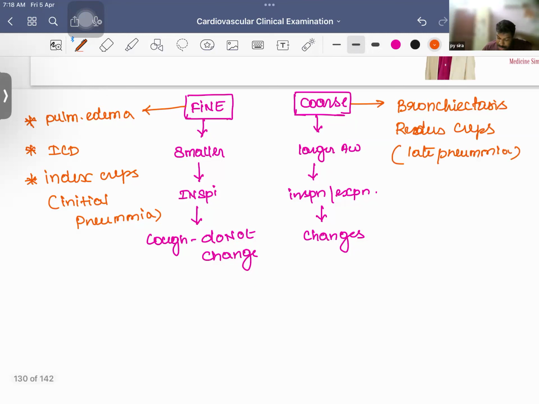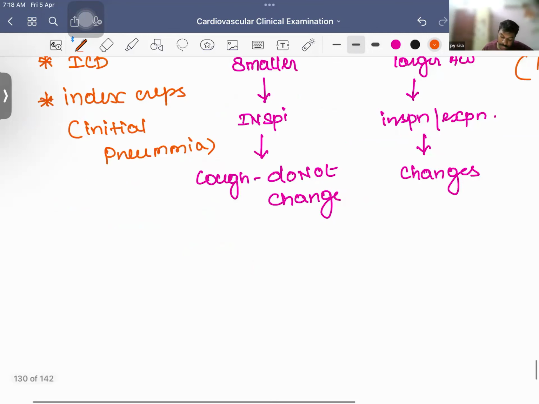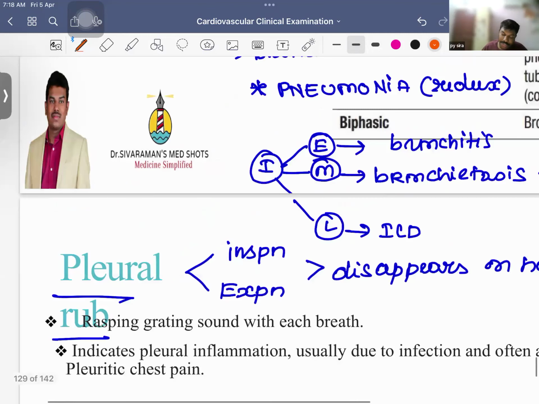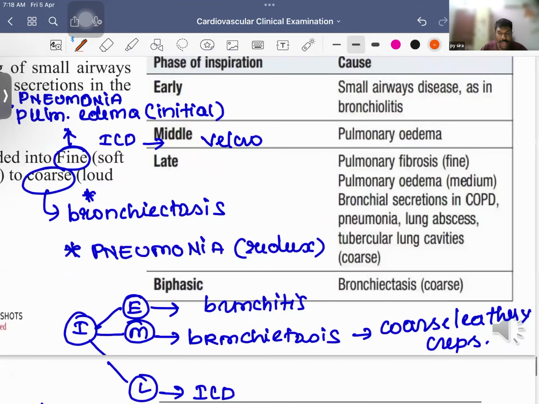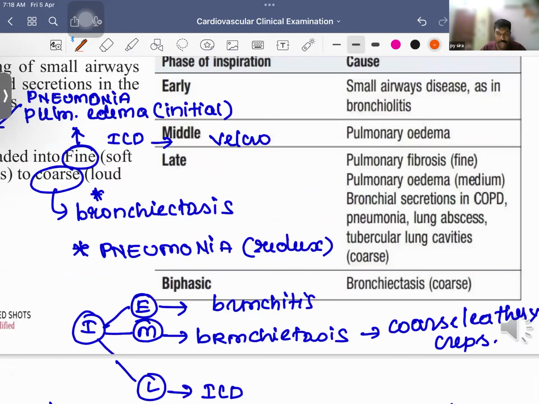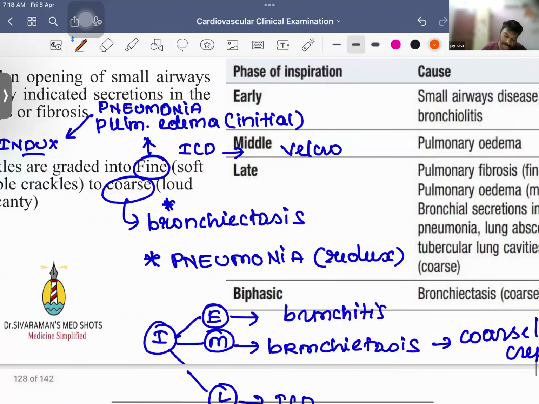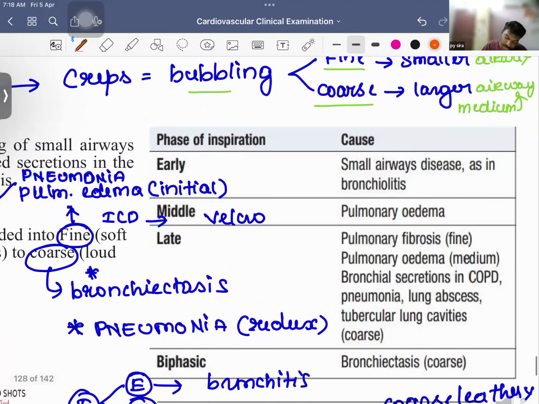Then another difference here is that crepitations can be divided into early, middle and late. Early crepitations are usually heard whenever you have acute bronchitis or chronic bronchitis. So in acute bronchitis and chronic bronchitis, you get early crepitation.